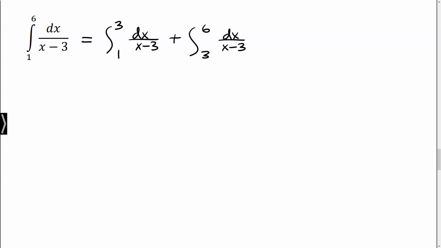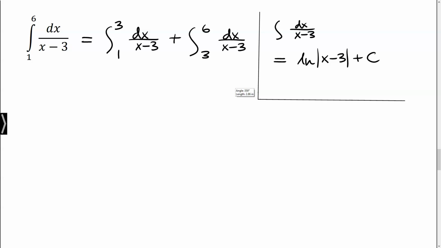Since I'm going to be integrating 1 over x minus 3, let's just do this on the side. I'll make a little divider here. The integral of 1 over x minus 3 is natural log of absolute value x minus 3 plus c. Now, I do need to include the absolute value here. And the reason is from 1 to 6, x minus 3 might be positive or negative. So it will depend on which of these integrals I'm evaluating, how that absolute value actually gets evaluated.